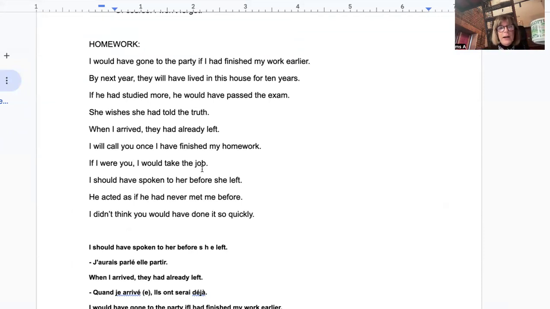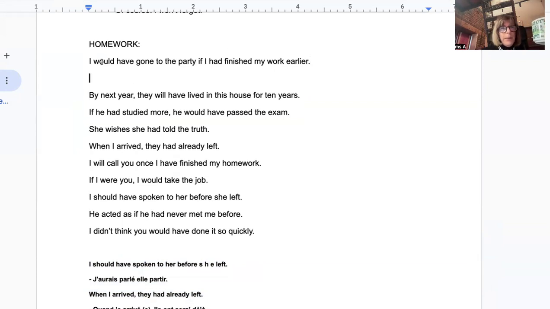So, Elsin, I'm not going to take into account what you wrote here. I'm going to translate the English sentences into French sentences and make sure you understand, because there is no use to give you extra homework. It's much better to do again and again the same sentences until you know them very well. Good. So let's start with the first one. The first sentence is, I would have gone to the party if I had finished my work earlier.